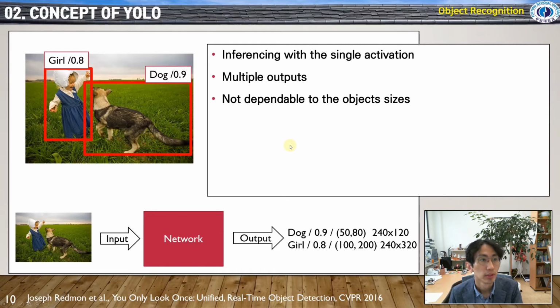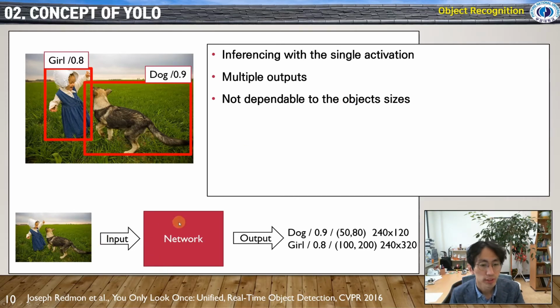Okay. And YOLO is pretty different. YOLO's concept is inferencing a single activation. Here, you may understand activation as an inference. So the inference takes place only once, and then we can get multiple outputs. Okay, there is a girl here, a dog here. This is not dependent on the object size. Oh, that's great, isn't it? So how is it possible?